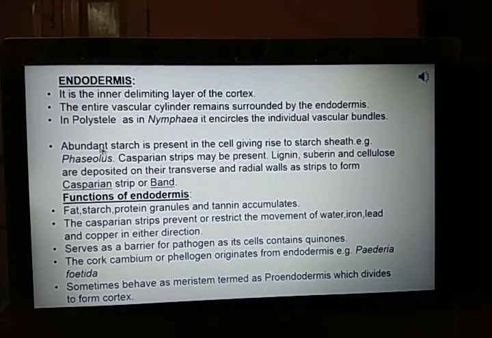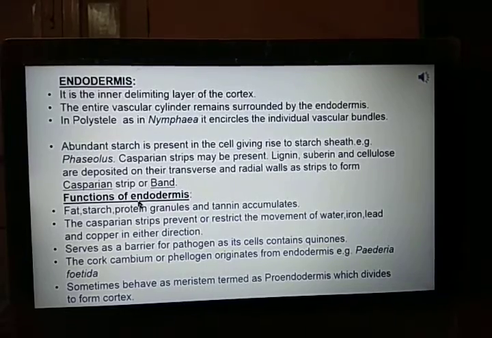In the endodermal cells, abundant starch grains may be present, giving rise to the starch sheath, which is found in fascicular regions. The endodermal cells have Casparian strips. Lignin, suberin and cellulose are deposited on the transverse and radial walls of the endodermal cells as strips to form Casparian strips or bands. Now, what is the function of endodermis?